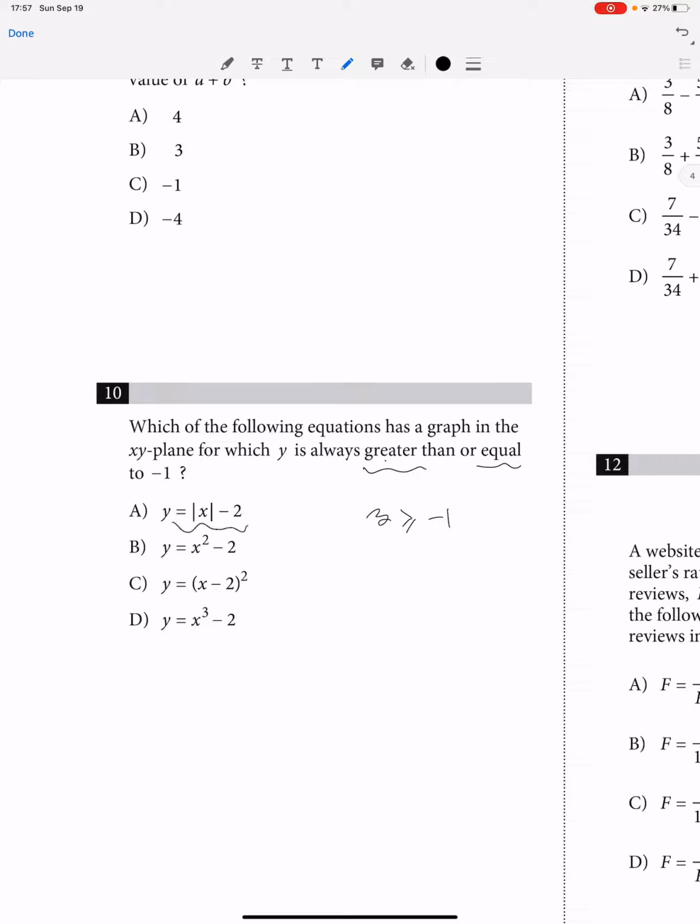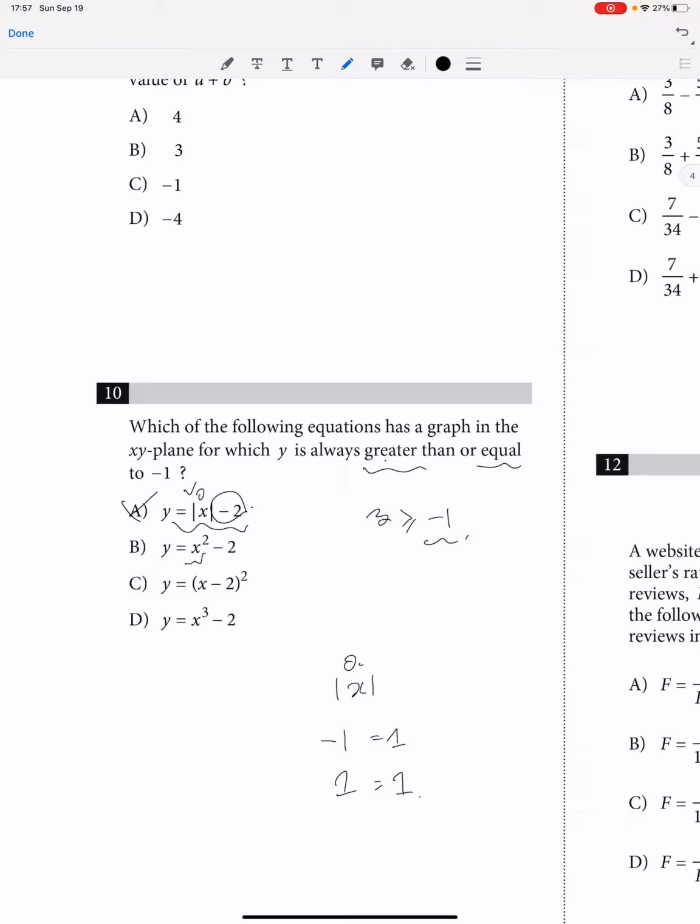The first one, A, contains an absolute value. Whenever an absolute value is included, -1 will be 1 and 1 is 1. So the minimum value you could put in is actually 0. If we put 0 here, you would get -2, which is less than -1, so it's not the answer.